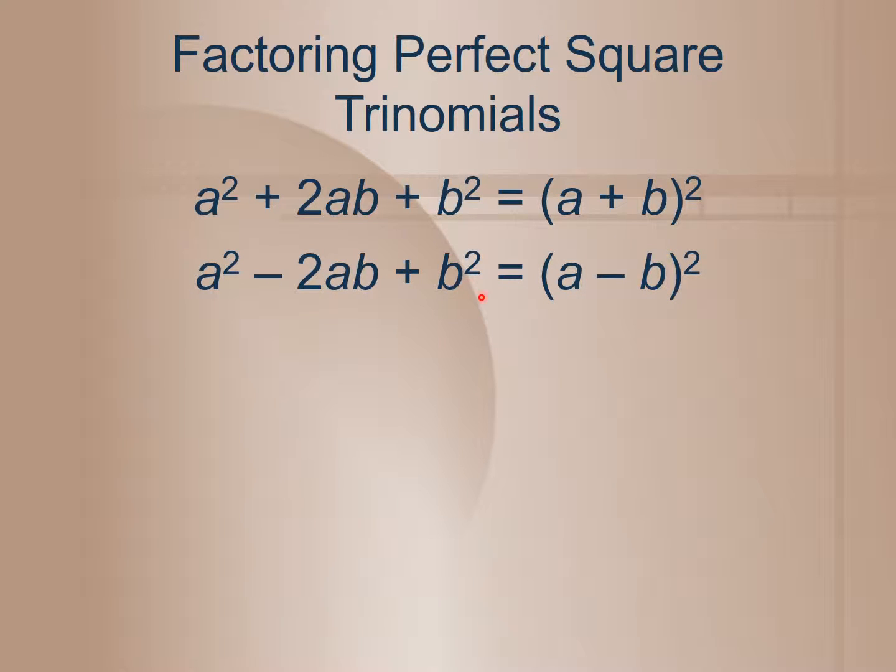Now, here I have a perfect square for my first term and a perfect square for my last term, but I'm subtracting twice the square root of the first term and the last term, which means that I have the square of a difference. So I have the square root of the first term and the last term, and they're being subtracted, and it's being squared. That's how I would factor that.